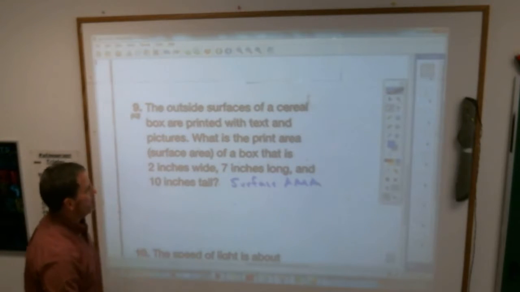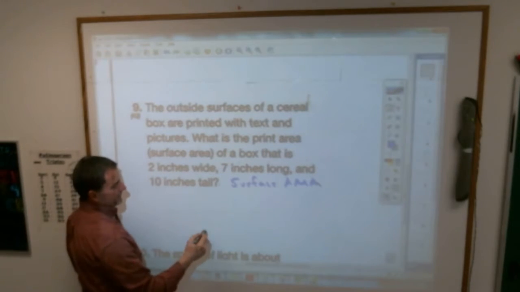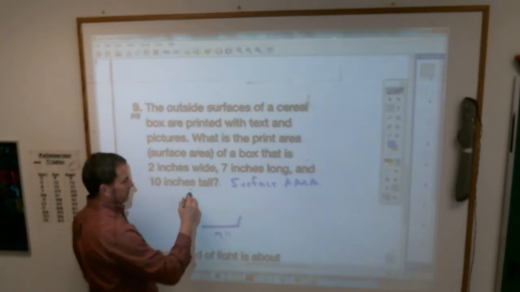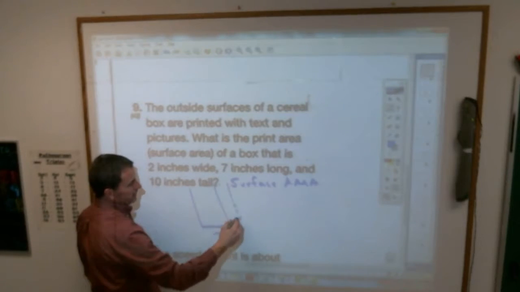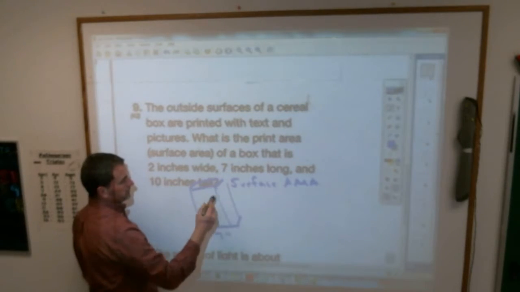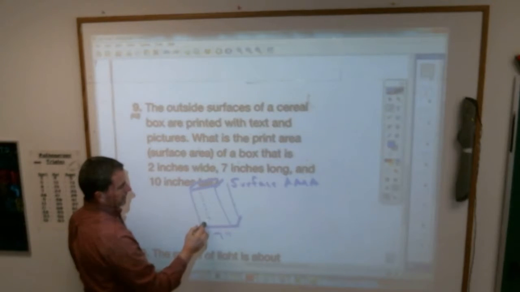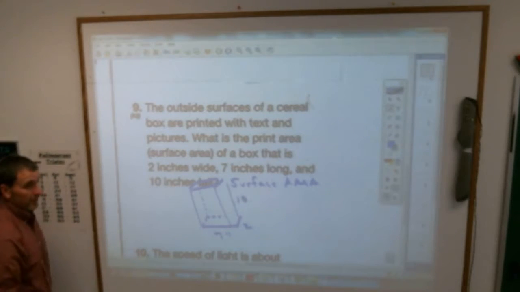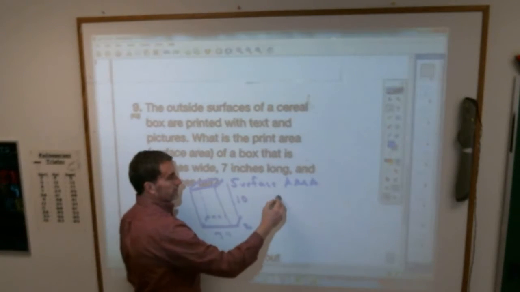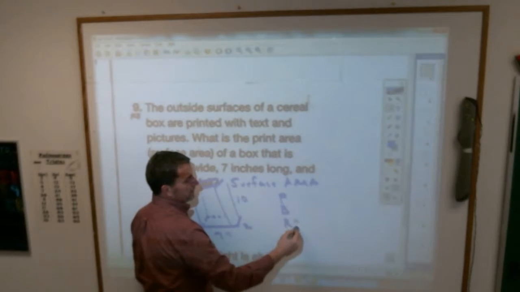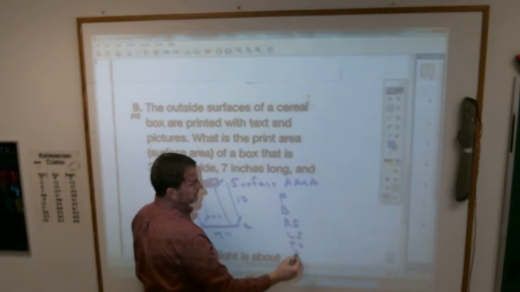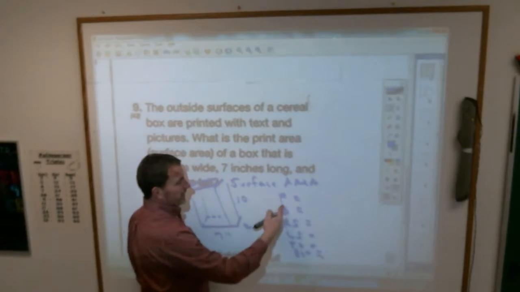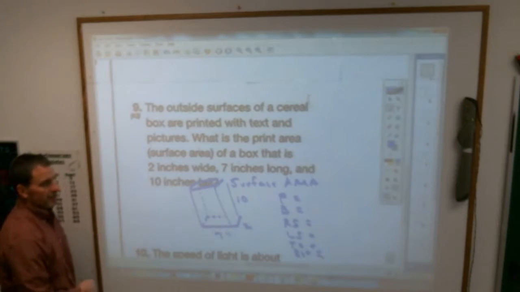So if you sketch that box out, it is 2 inches by 7 inches by 10 inches. Here's my 7 inches, then 2 inches, and maybe the box is 10 inches high. There's my cereal box. Anytime you have a rectangular prism like this, there are 6 sides that you have to find the area of. There is the front and the back, the right side and the left side, and the top and the bottom. But the nice thing is they're all real easy numbers to do, and the front and back are identical, the right side and left side are identical, top and bottom are identical.